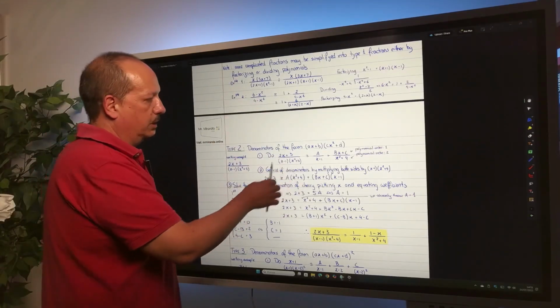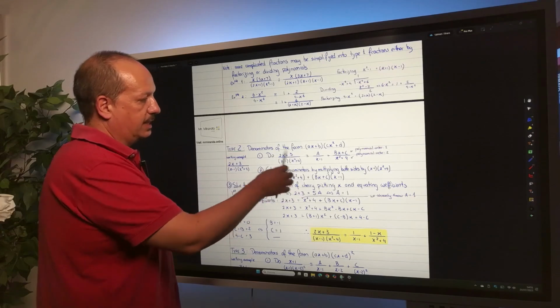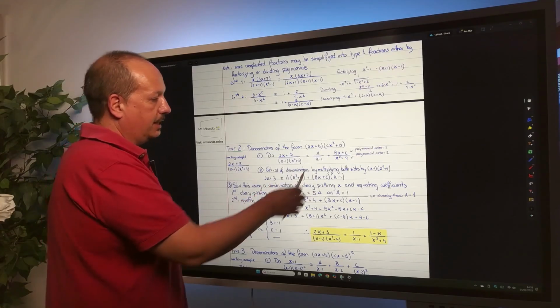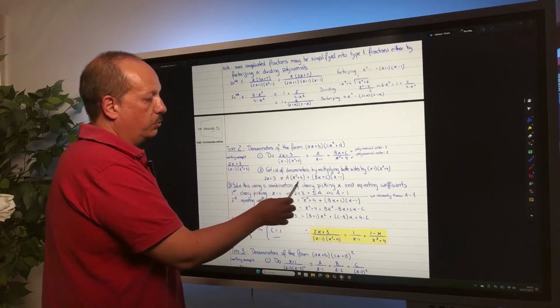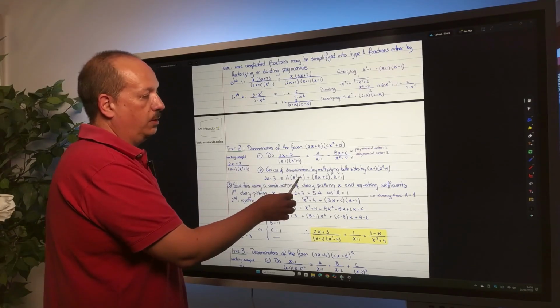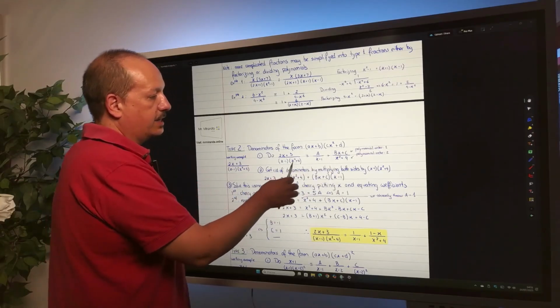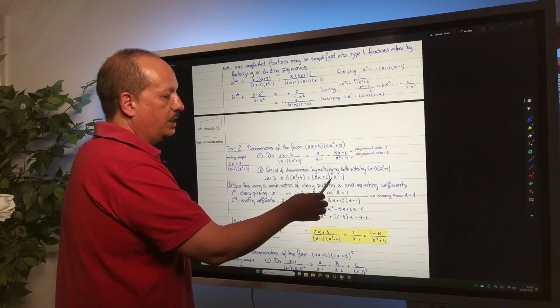Doing that will eliminate the overall denominator on this side of the equation. Multiplying this by this will eliminate the x minus 1. So you are just left with the x squared plus 4. Multiplying all of this by this will eliminate the x squared plus 4, and you are left with the x minus 1.